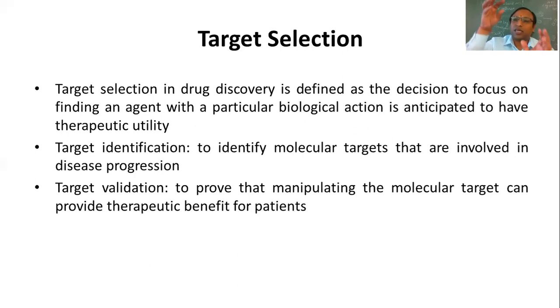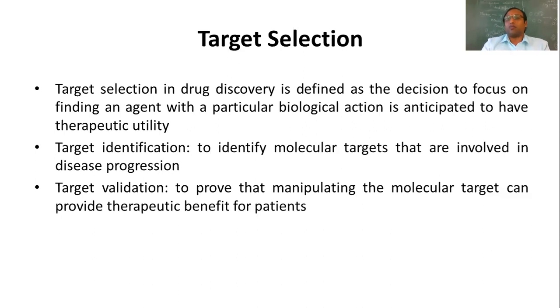we have to understand that it will be designed in such a manner that the receptor which is present has to bind at this particular target area. So this receptor acts as our target. So the target identification plays a very vital role here, to identify the molecular targets that are involved in the disease progression, how the disease takes place with this particular target area and how it is going to take place, that we have to understand. And target validation. Validation means to prove that manipulating the molecular target can provide therapeutic benefit for patients.